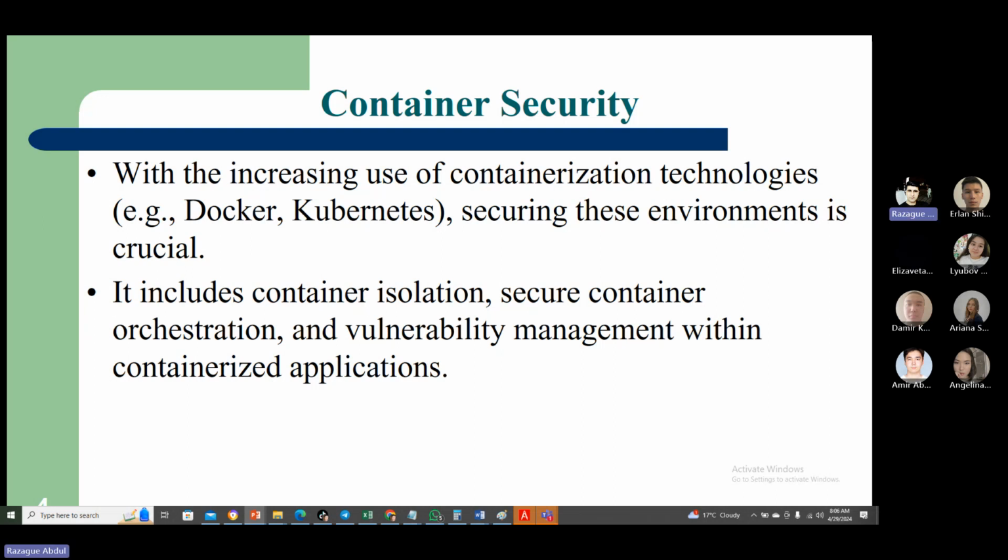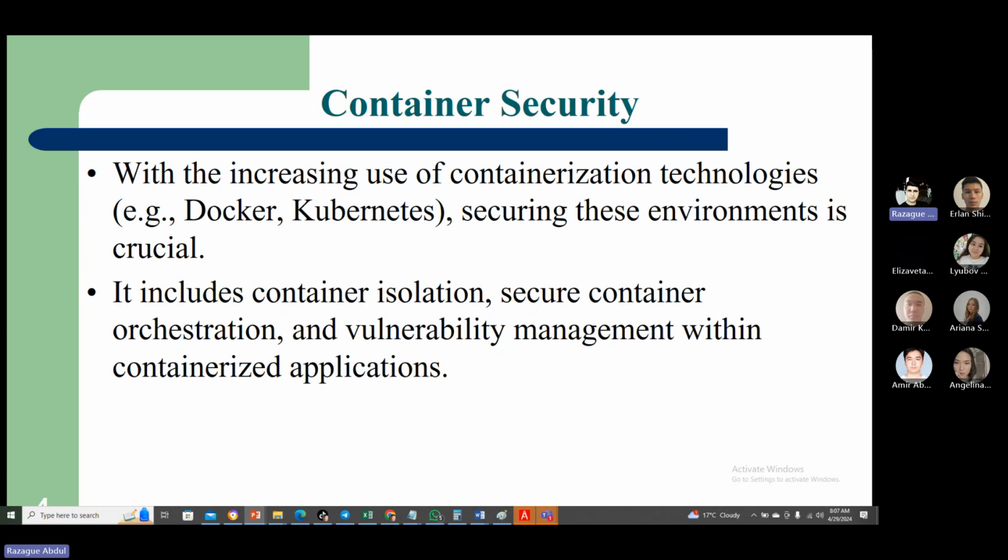meaning configuring role-based access control for who can access the Kubernetes API and what actions they are permitted to perform, which helps to minimize the potential attack surface. Now we have another feature, network policies. It means we can define network policies to control the traffic flow between containers, ensuring that only authorized containers can communicate with each other.